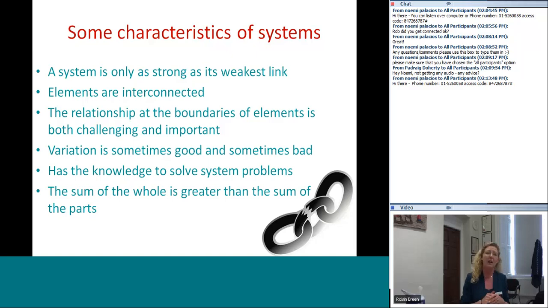A system has knowledge to solve system problems, and that's part of the work of audit. It's a way of getting to know the problems. And once there's knowledge about what the problems are, knowledge of non-conformance and non-compliance, well, something can be done about it. And the sum of the whole is greater than the sum of the parts is another characteristic of systems, and that's kind of the opposite of the first bullet. In the first bullet, if you get everything right except one thing, you still pull the outcome down.